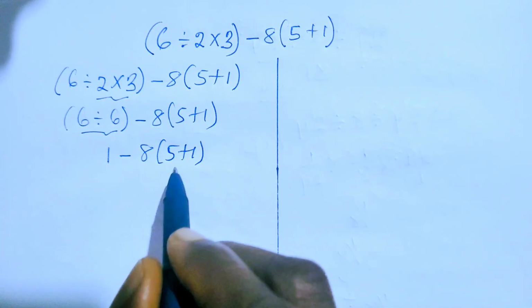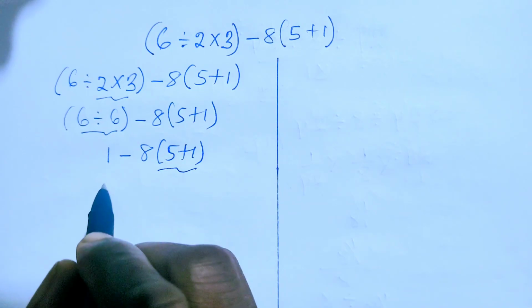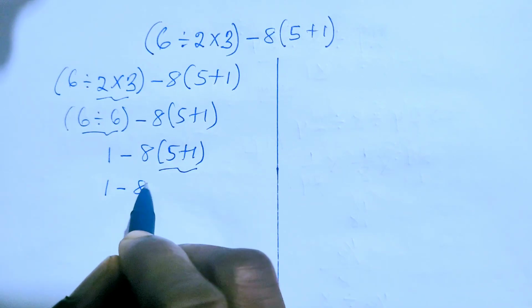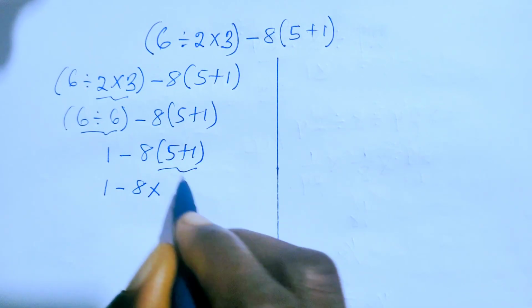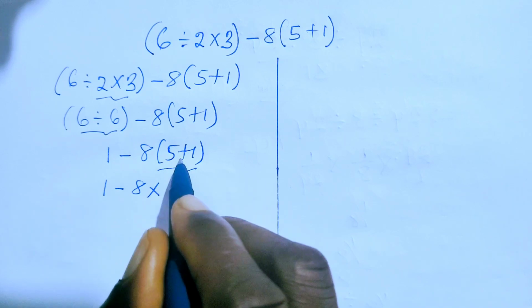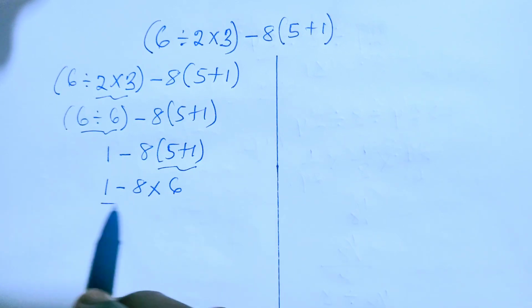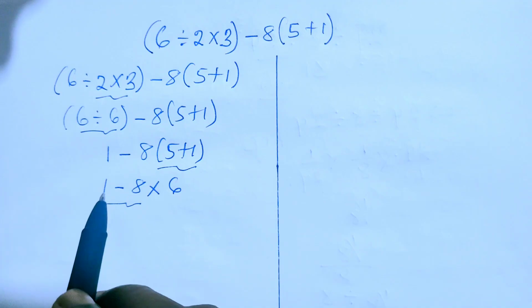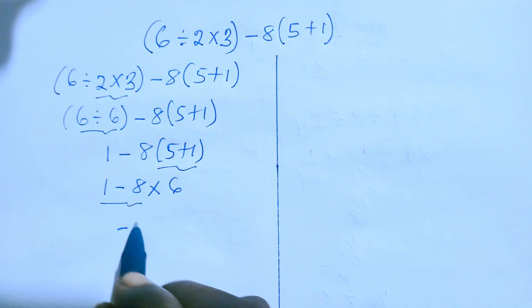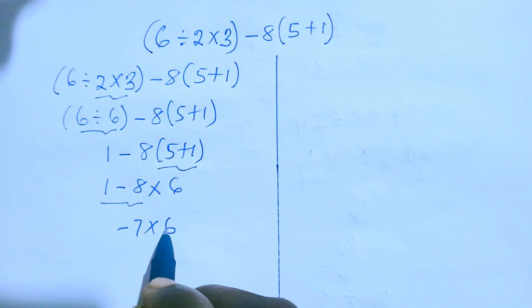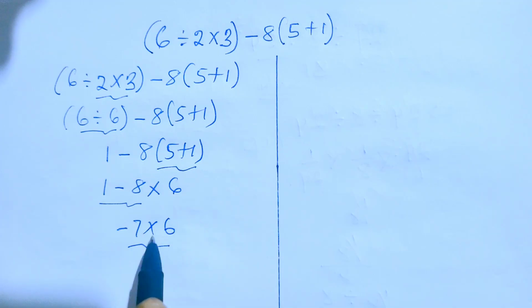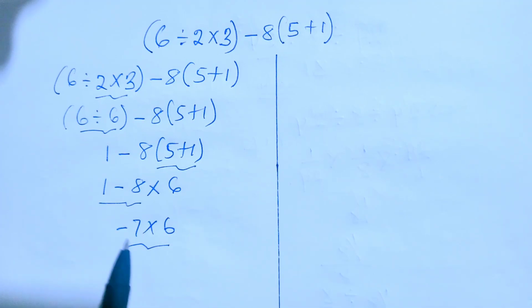Then at this very point, they have 1 minus 8 multiplied by 5 times 5 plus 1, that gives 6. Then right here, they consider this subtraction: 1 minus 8 gives minus 7 multiplied by 6. Then lastly, we consider this multiplication. Minus 7 times 6 gives minus 42.